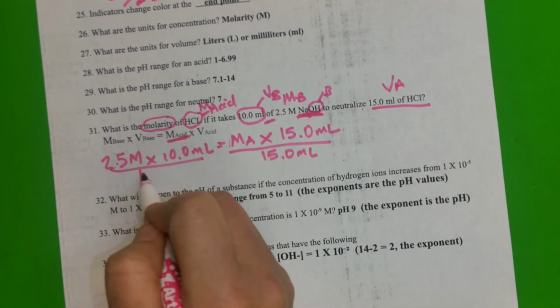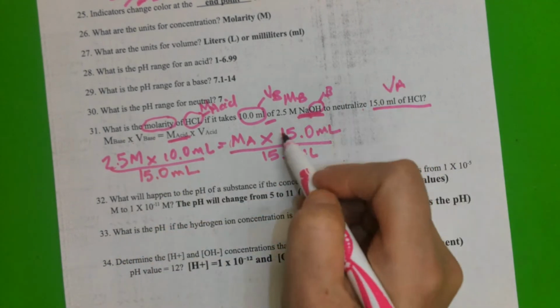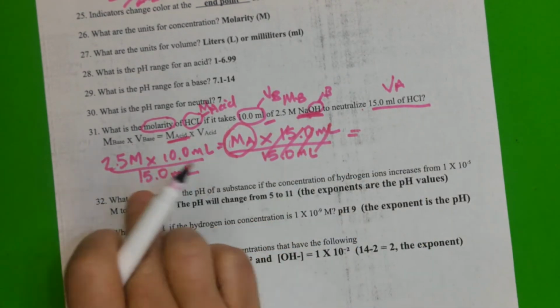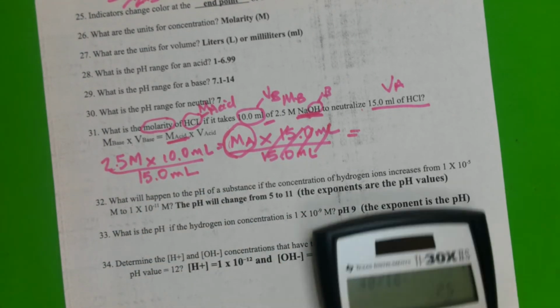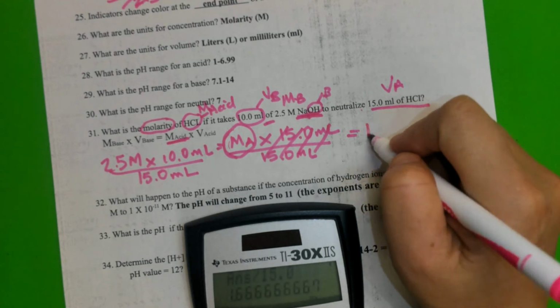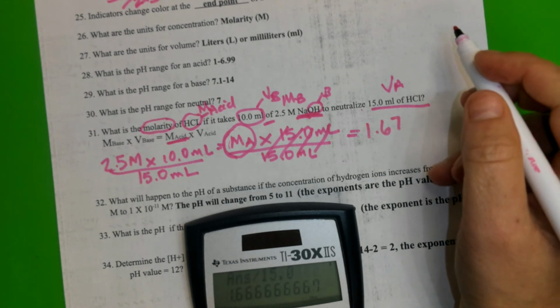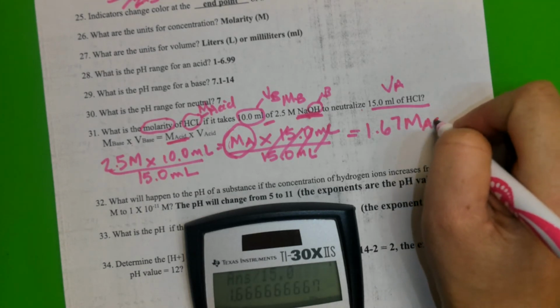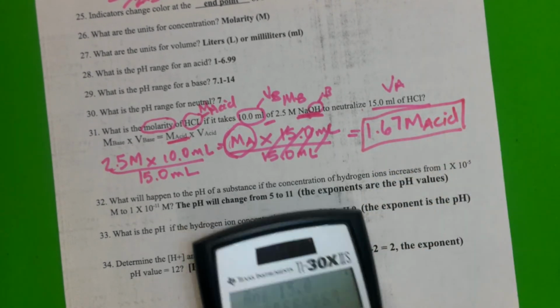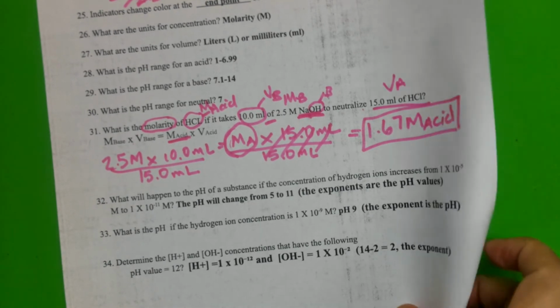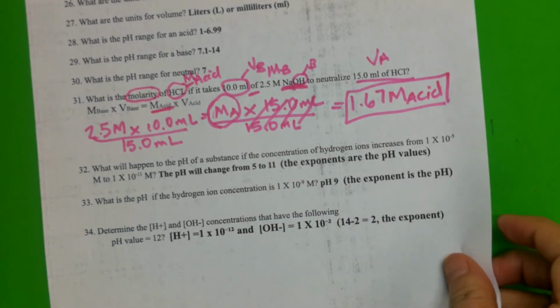Then you do the same thing to the other side. And then you cancel, and Ma is by itself, and that's what we want, because that's what we're going to solve for. So it will be 2.5 times 10.0 divided by 15.0 equals 1.67. And that will be your molarity of your acid. Okay. Now on your test, most of them were similar questions, but the numbers were changed. Okay. And then of course we have 32.